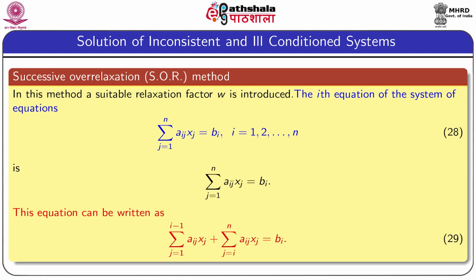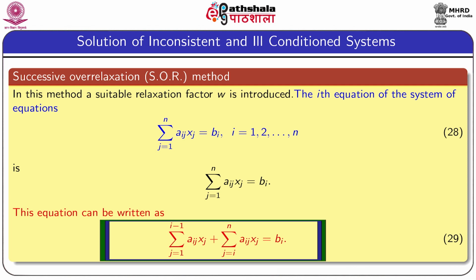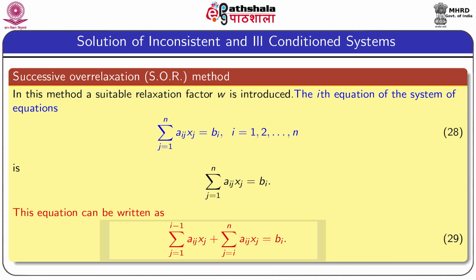The ith equation is summation over j equal to 1 to n, aij xj equal to bi. Now we decompose this equation into two parts. The first part is summation over j equal to 1 to i minus 1, aij xj, plus summation over j equal to i to n, aij xj equal to bi. That means the first term contains i minus 1 terms and the second term contains the remaining terms.